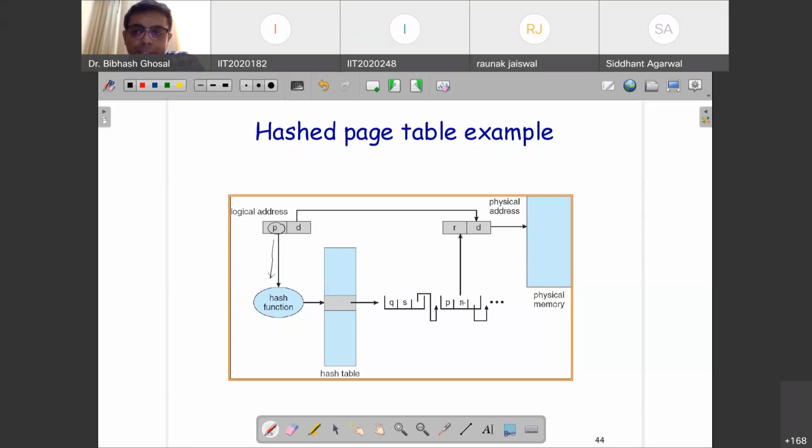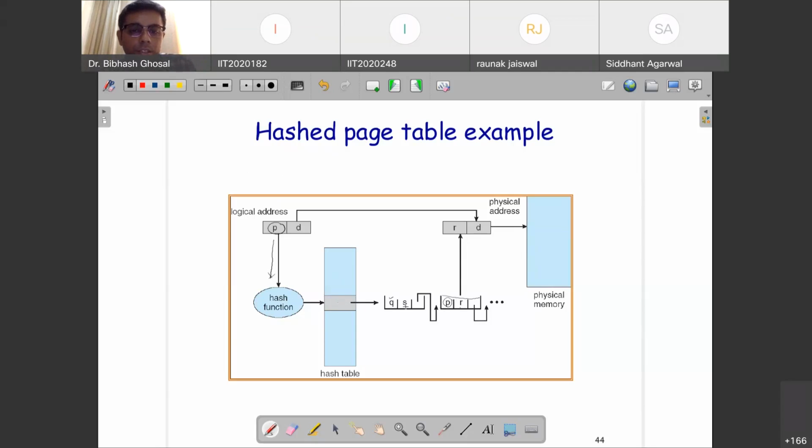Let's say you obtain some value from the hashing function. You scan the list. Is it Q? No, it's not Q. If it is not Q, you move ahead to the next element in the list. Is it P? Yes, it is P. If it is P, then the next entry in this particular element of the list is the frame. So the hashing function takes you to an entry in the table, and that entry is a list. You start scanning the list.